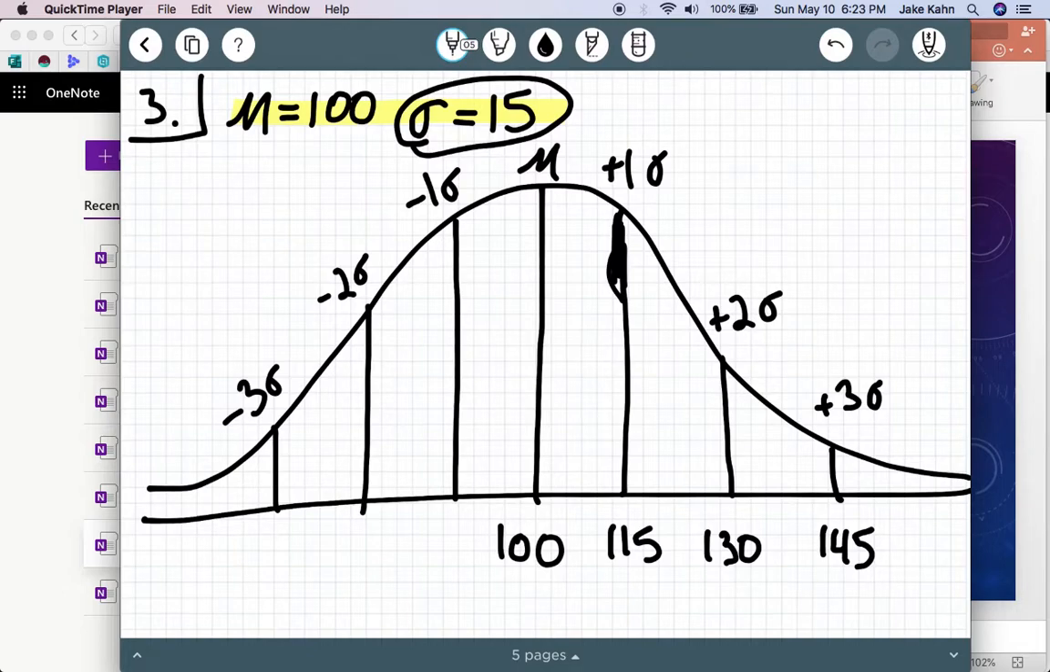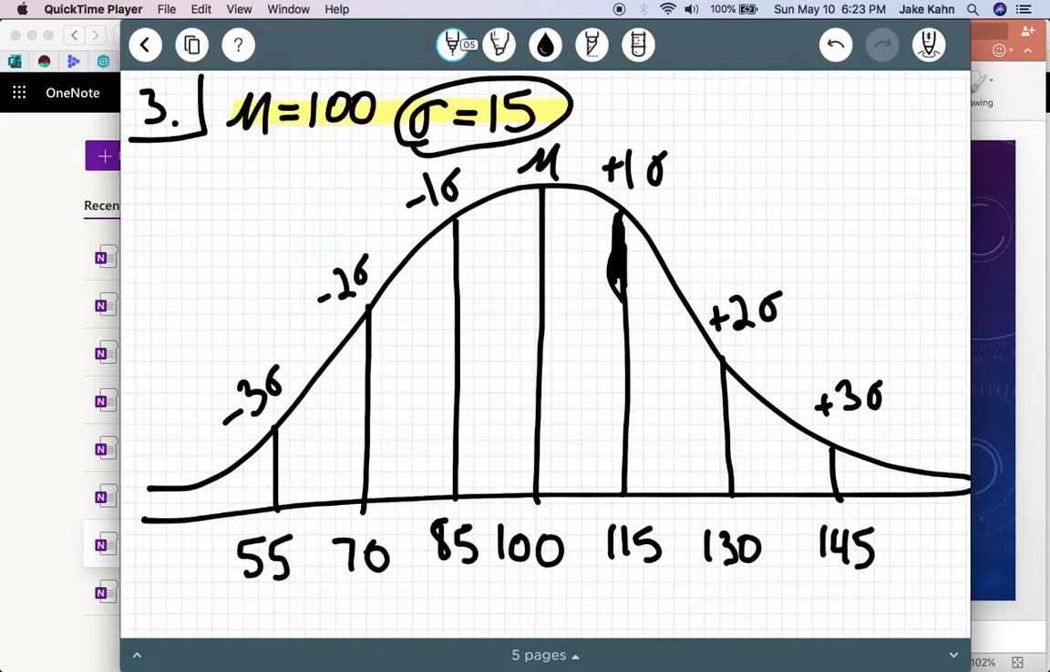The distance between the lines is always equal to your standard deviation, which in this example is 15. But it will be different for the problems that you do. It'll be different for every problem. Okay, so going down, your standard deviation is 15. So 100 minus 15 is 85. 85 minus 15 is 70. 70 minus 15 is 55.